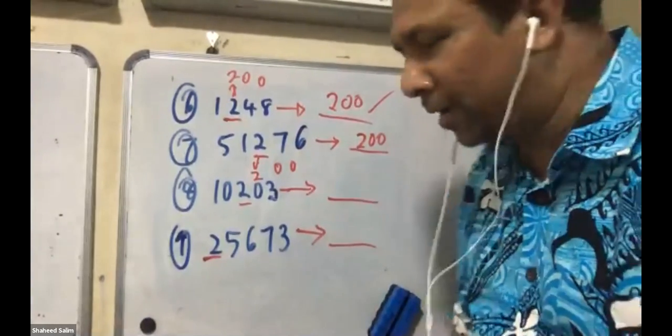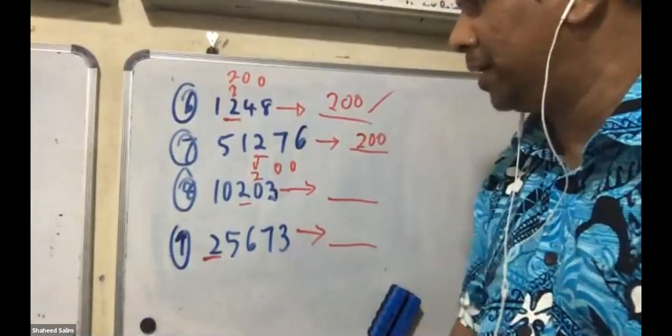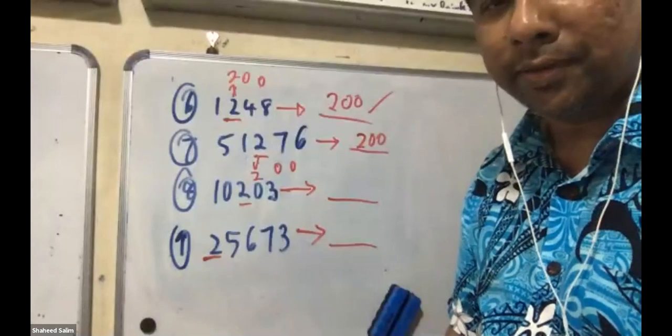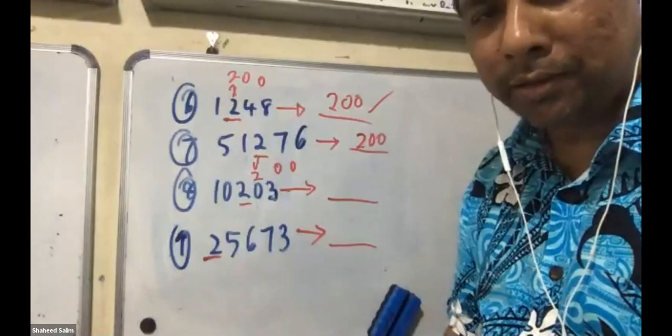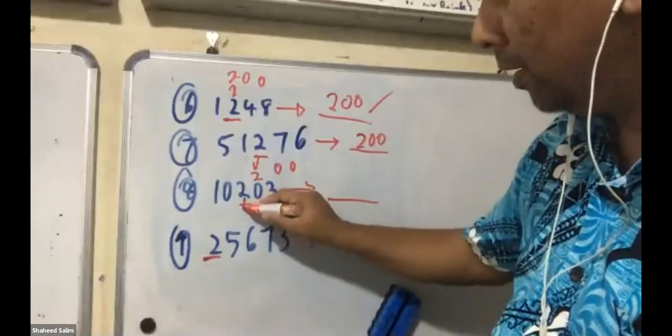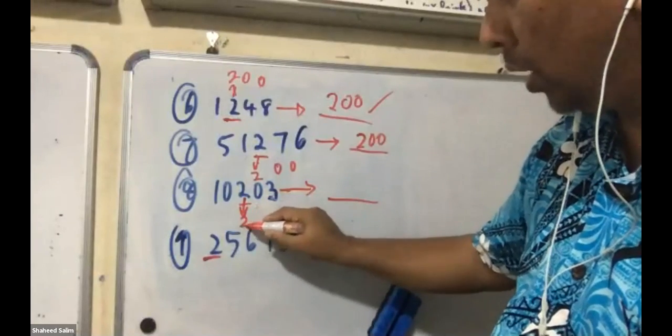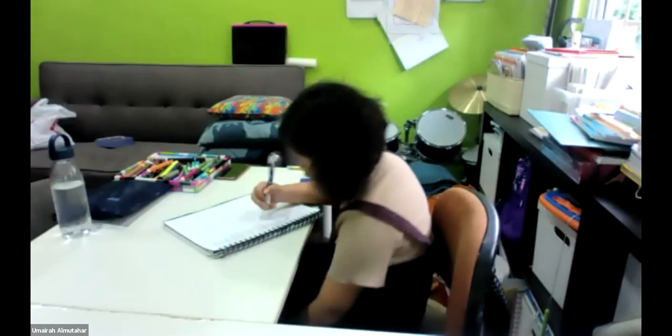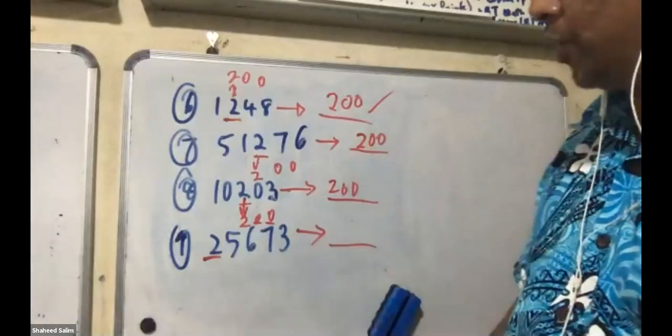Number 8. Umaira, what's the answer for question number 8? 2 tens. Are you sure? Same thing. Look, Umaira. Arrow down. Put a 2 down here. There's 200. So I gave you 200 for all of them except for the last one.